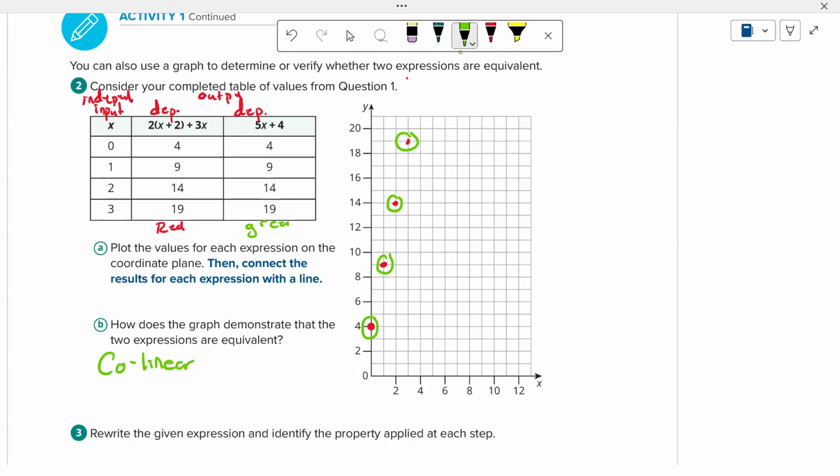How does the graph demonstrate that the two expressions are equivalent? It's collinear. The points are the same.